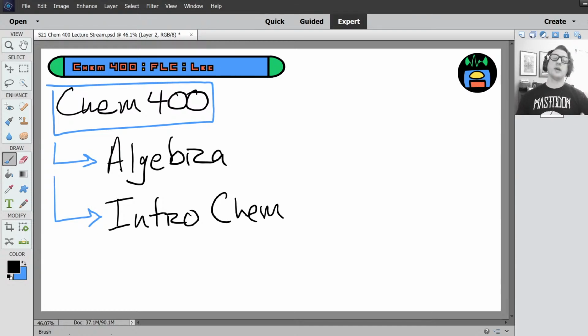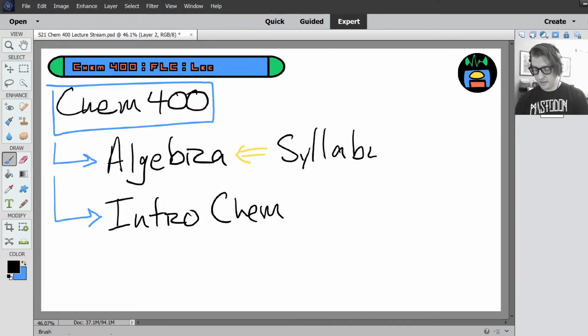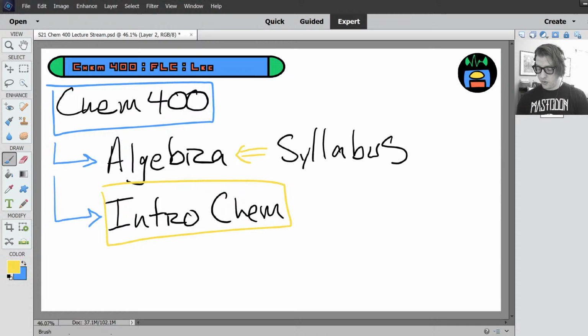Now, if you're wondering how much of the prereqs you need to know, check the syllabus, because it lays out in explicit gory detail all the algebra that you should be familiar with. If you're wondering how much intro chemistry you need to know, I will be going over a lot of the introductory stuff. So the first part of this class is going to feel like a lot of review, but I do that because it is a chemistry class. You're here to learn chemistry, and I'm here to teach chemistry.